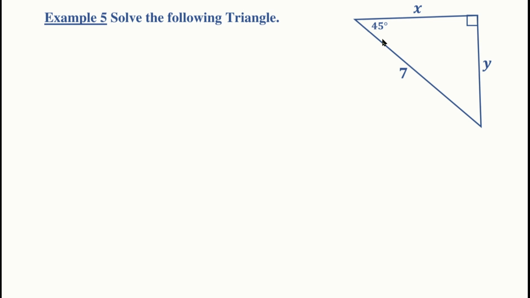All right, so here is another triangle we're supposed to solve. Definitely try to solve it on your own before you come back. This will be our last example, so give it your best shot.